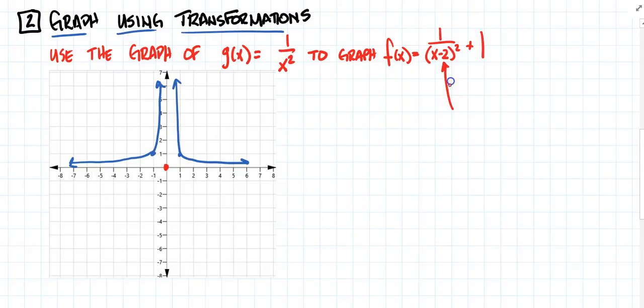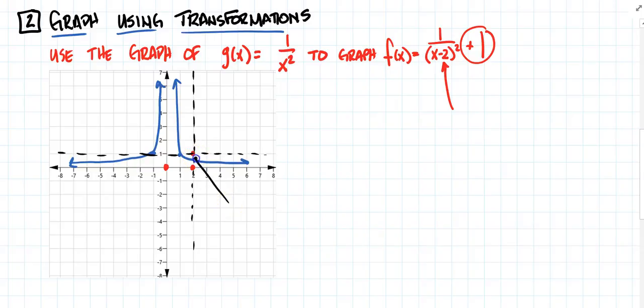Now, if I'm going to move this thing, it says x minus 2. That means I'm going to go 2 units to the right. So I'm going to bounce 2 units to the right. So there's my center point. And then I'm going to go up 1 unit. So there is my new center. So what I'm going to do is draw everything around that being my new center. I'll still have my vertical asymptote, and I'll still have my horizontal asymptote.